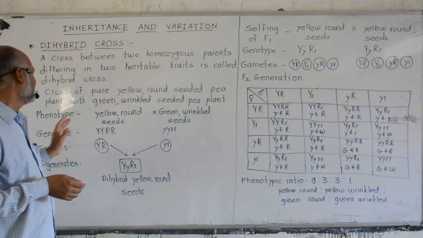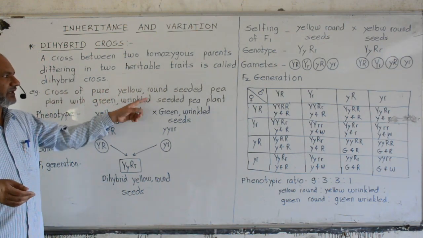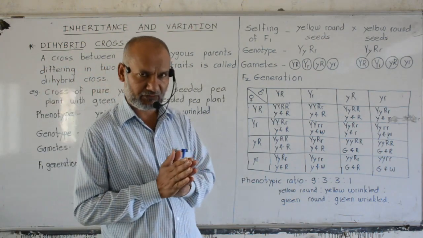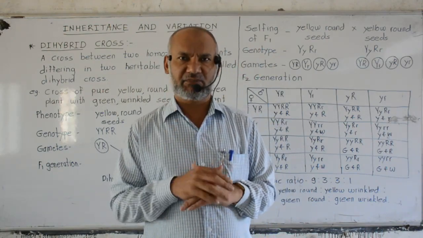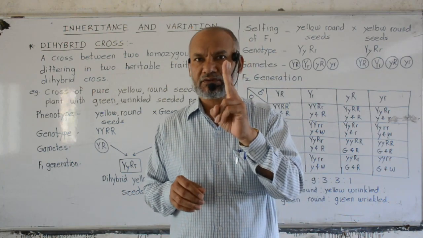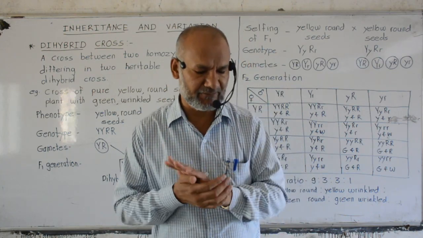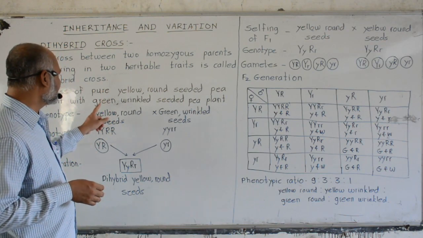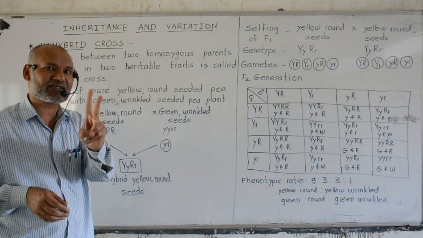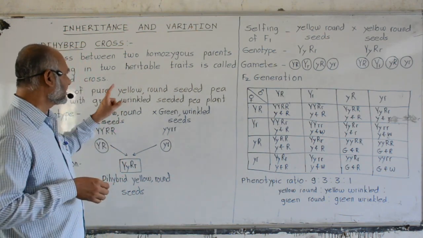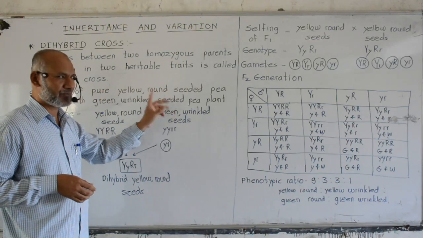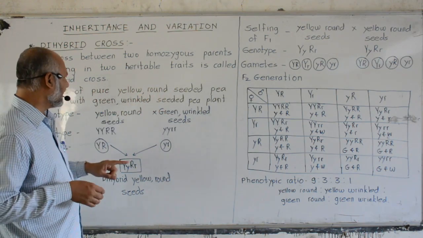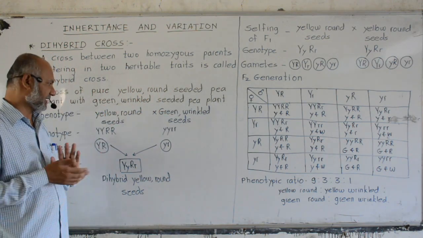Now, for example, a cross of a pure yellow and round seeded pea plant with a green and wrinkled seeded pea plant. A cross between two homozygous parents differing in two pairs of contrasting traits. One plant is with yellow and round seeds, another plant with green and wrinkled seeds. Here two characters are considered at a time, that is the color of seed and shape of seed. In one plant, yellow color is with round shape and green color is with wrinkled shape.